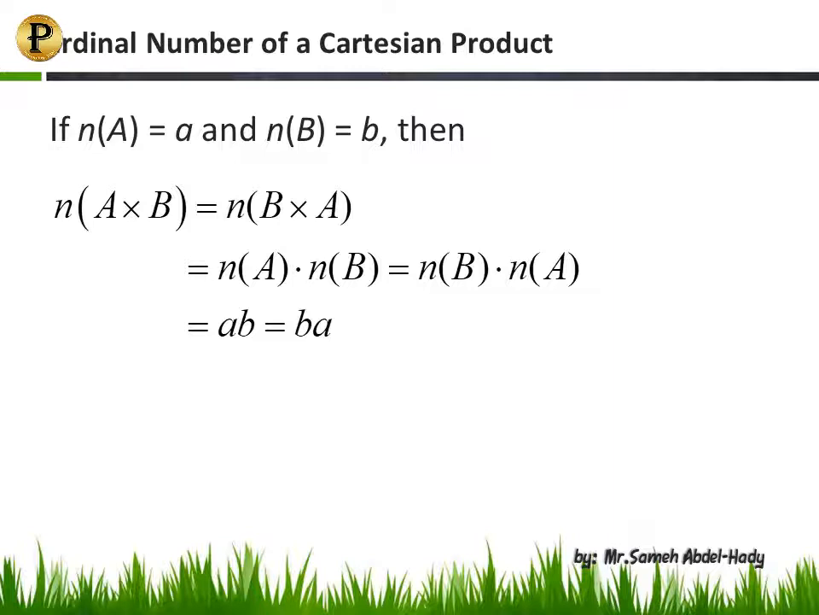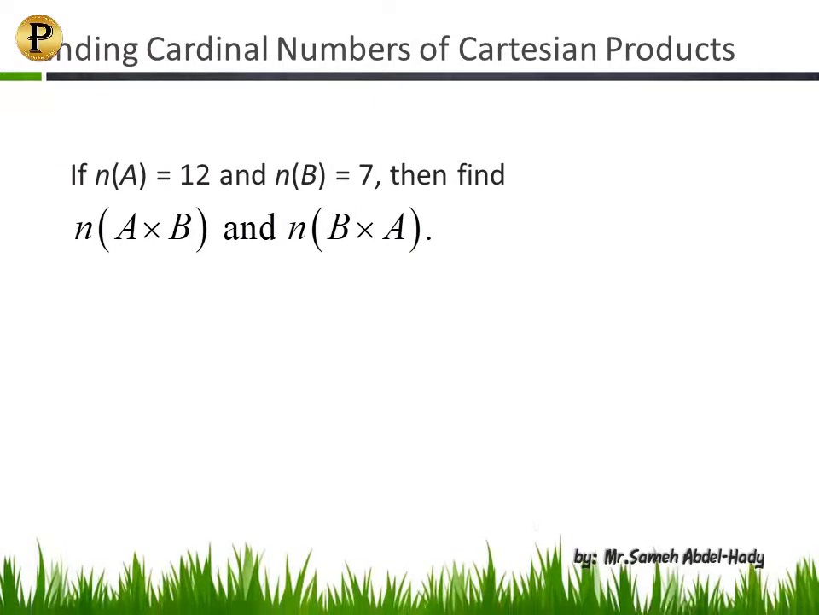Alright, let us see an example. If n of A, the number of elements in the set A, equals 12 and the number of elements in the set B equals 7, then find the number of the Cartesian product of A and B and the number of the Cartesian product of B times A.